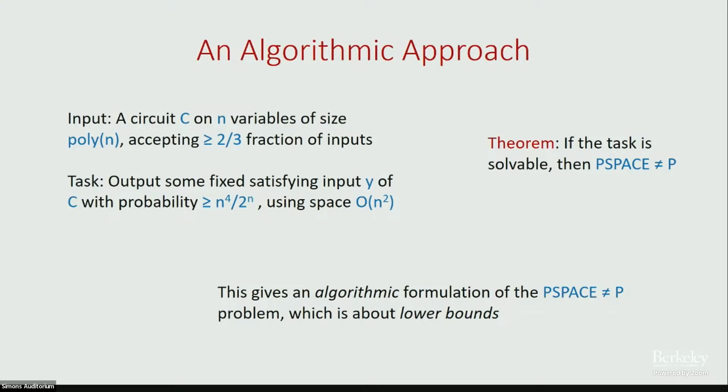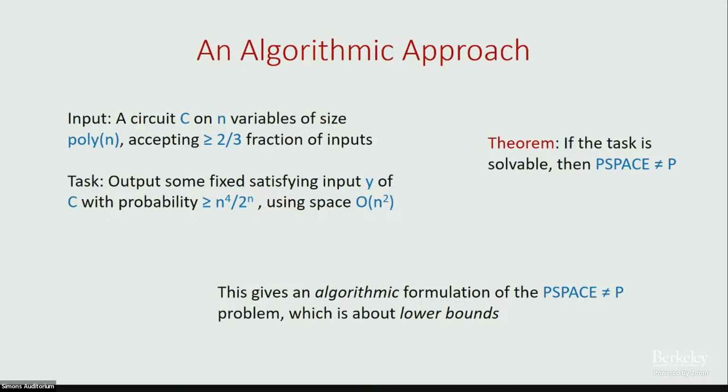If you had a pseudorandom generator from, say, square root n bits to n bits, you could output a random output of that generator, and that would have success probability 1 over 2 to the square root n, and that would be good enough. But we don't know pseudorandom generators exist.